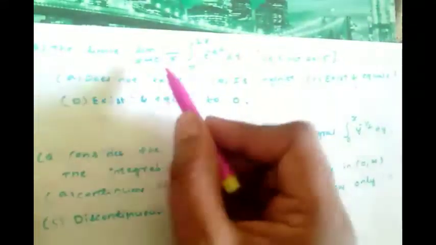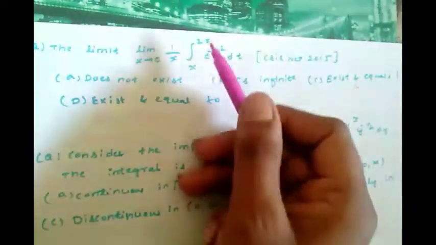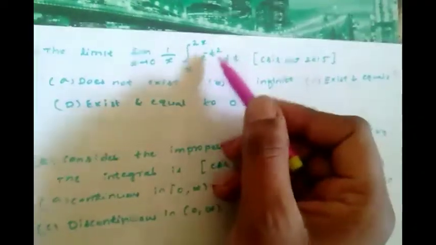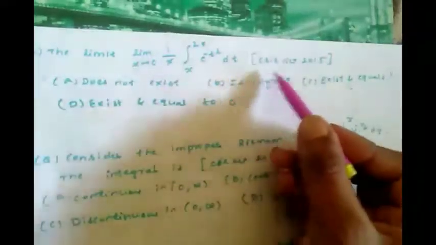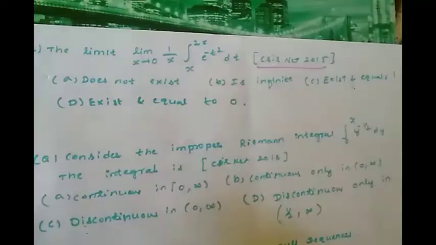The first question is: the limit as x tends to 0 of 1 by x times the integral from x to 2x of e power of minus t square dt, and they have given four options. This question was asked in CSIR NET 2015. This is a very important problem.